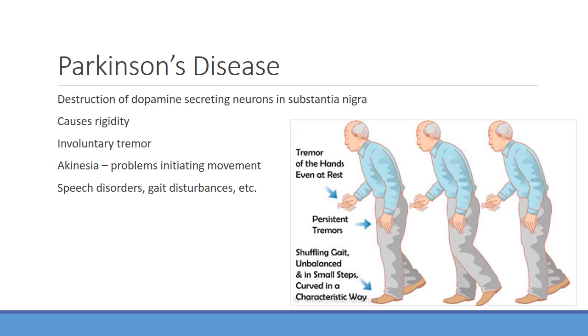But also, these patients will get an involuntary tremor. They basically will have this pill rolling that can occur. That's commonly heard of here. And then they'll have problems initiating movements. So they'll have these short, shuffling gaits due to their inability to activate movements on their own. And eventually they can get to a point where even though their brain's saying, hey, make this movement happen, the body's just not going to respond whatsoever, right? You can also get some other speech disorders and gait disturbances and whatnot.